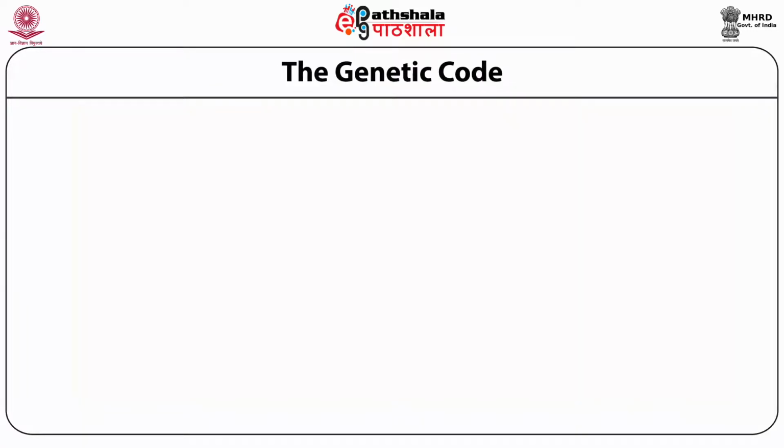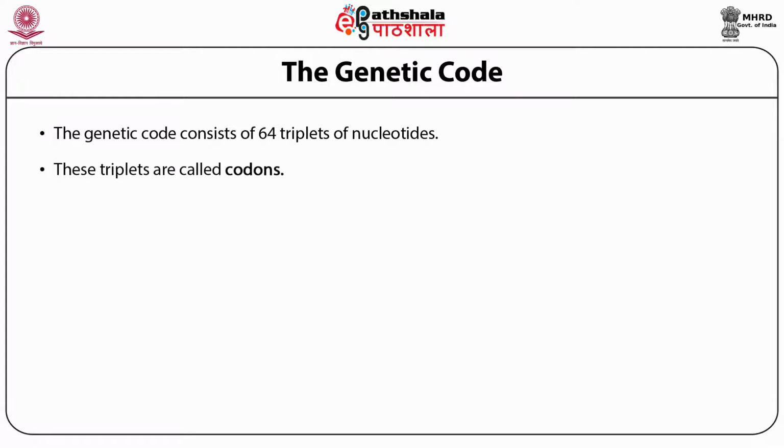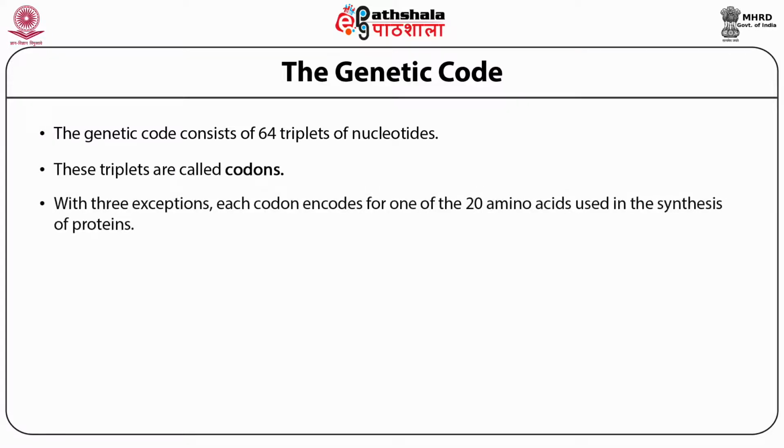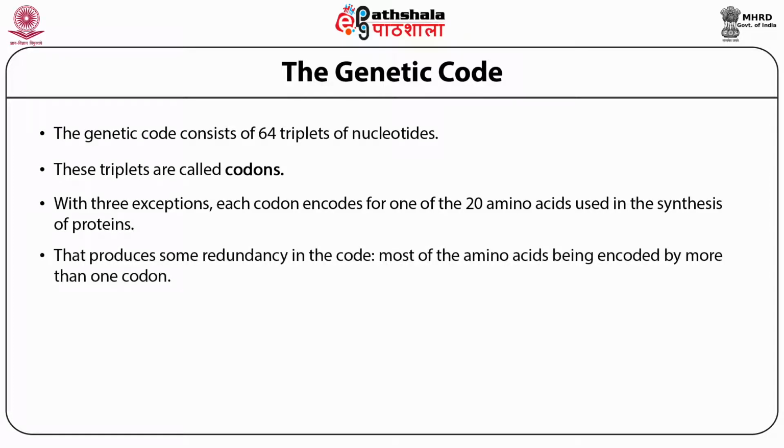What is the genetic code? The genetic code consists of 64 triplets of nucleotides. These triplets are called codons. With 3 exceptions, each codon encodes one of the 20 amino acids used in the synthesis of proteins. That produces some redundancy in the code, most of the amino acids being encoded by more than one codon.